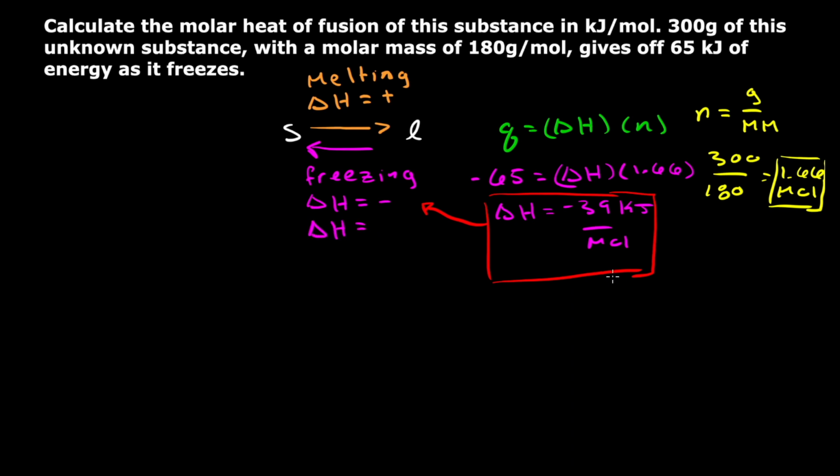It's going to be equal to, now this is going to be a negative 39. And we know that this number here is going to be the same as this one, just opposite in value. And so I'm just going to say that this right here is the delta H for the melting, which is going to require plus 39 kilojoules per mole. And so the answer to this question is going to be positive 39 kilojoules per mole.